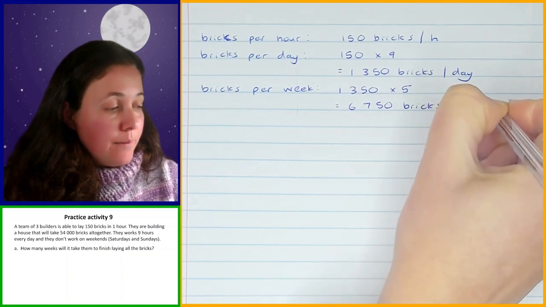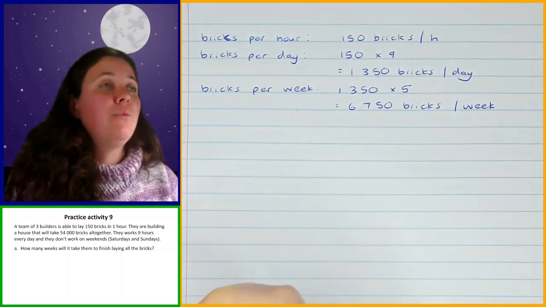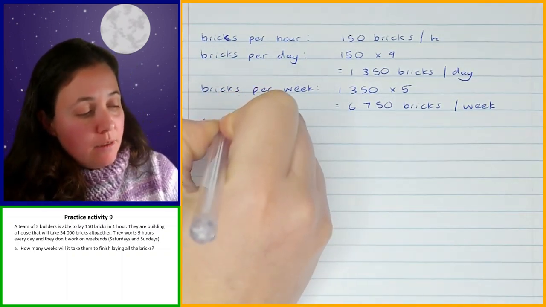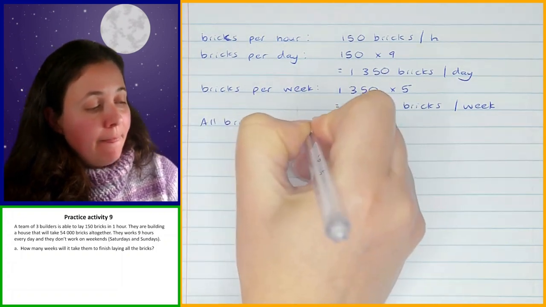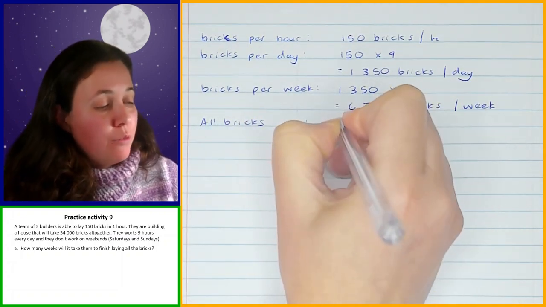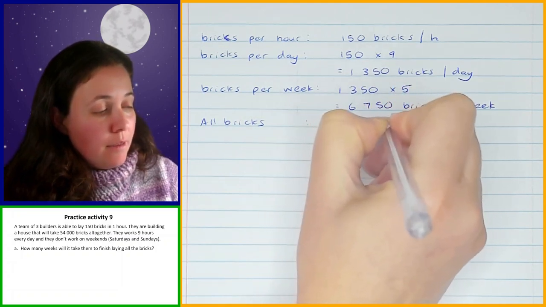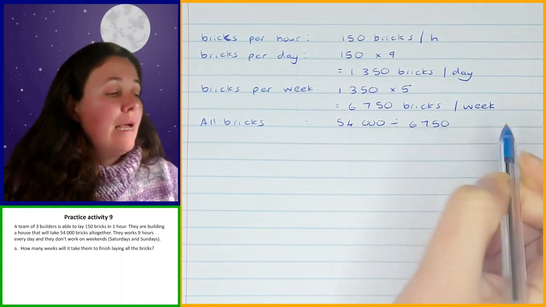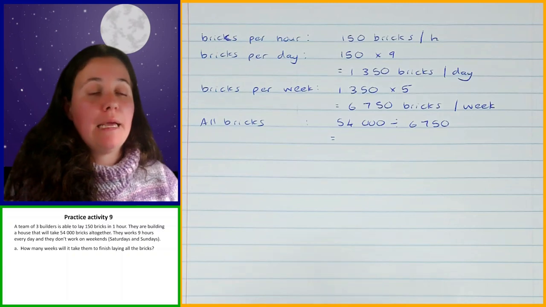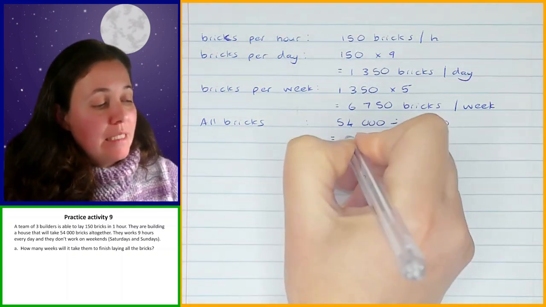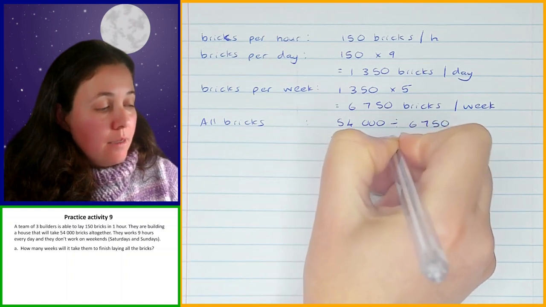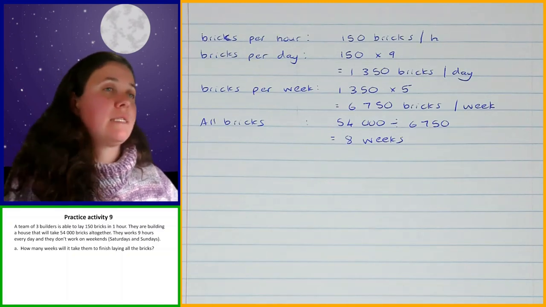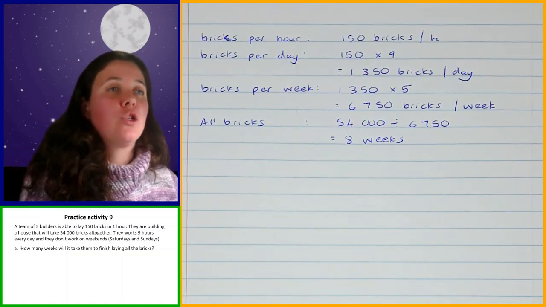per week. So now we can use that to work out how many weeks it will take them to lay all the bricks. If there are 54,000 bricks altogether, we can divide that by 6,750, which is how many they can lay in 1 week, and that'll tell us how many weeks it'll take them to lay all of the bricks. So if we divide it, we end up getting 8 weeks. Okay, so that means it will take them 8 weeks to lay all of those bricks. So now we're going to go on to question B.